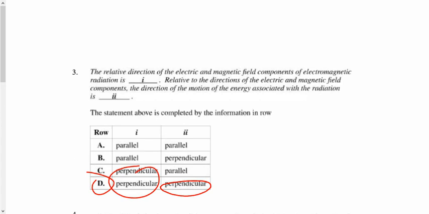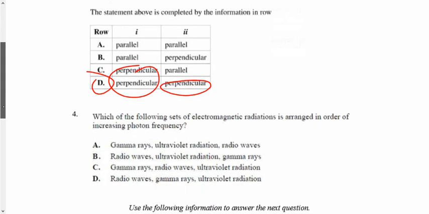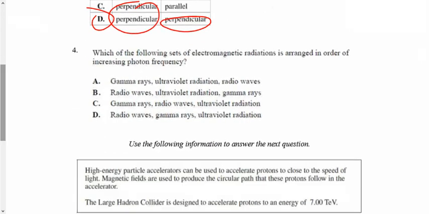Of the 3 questions so far, 2 of them were general and can be answered by remembering those 3 key words. 4, which of the following sets of EMR is arranged in order of increasing frequency? You don't know what that word photon means yet, but you can probably figure out what the question means, right? Later on in the unit, you do learn what a photon is. Don't panic about that right now.